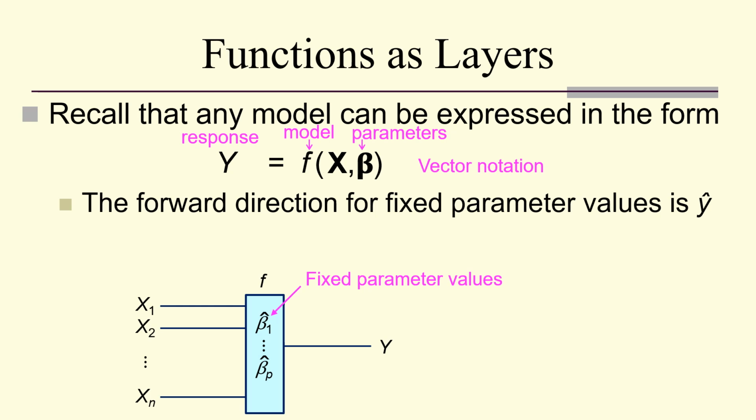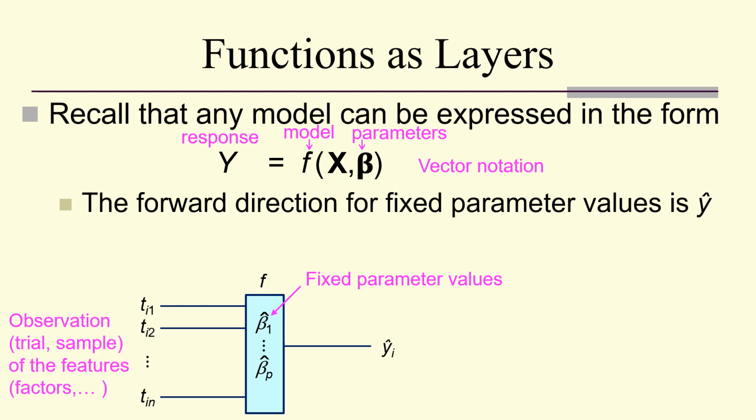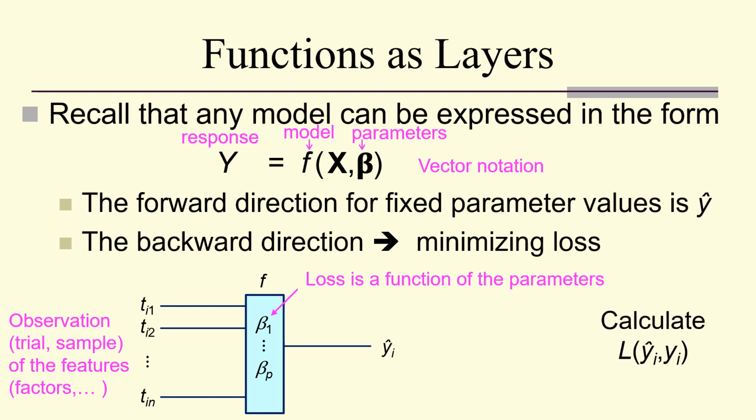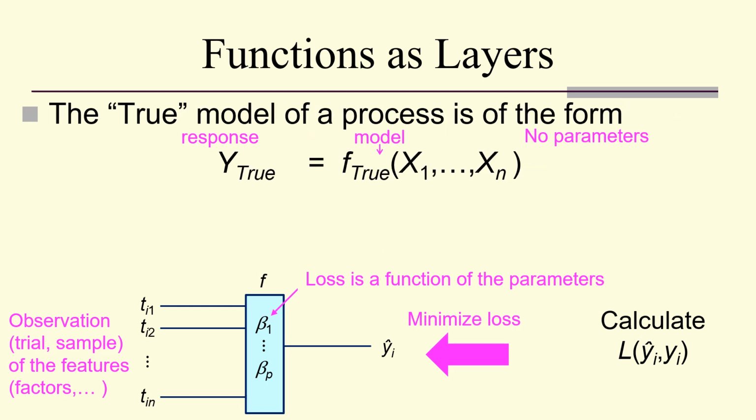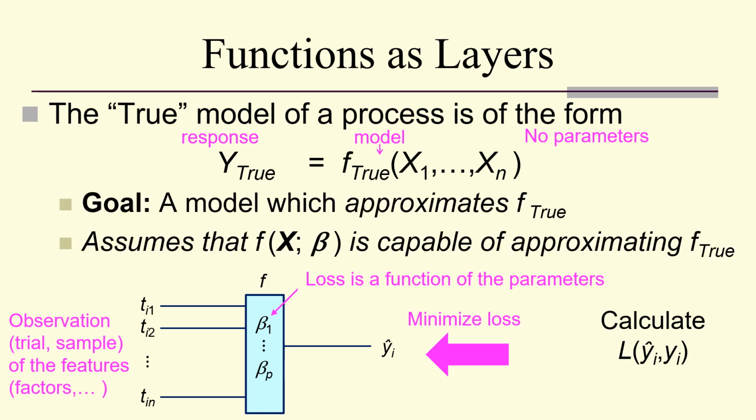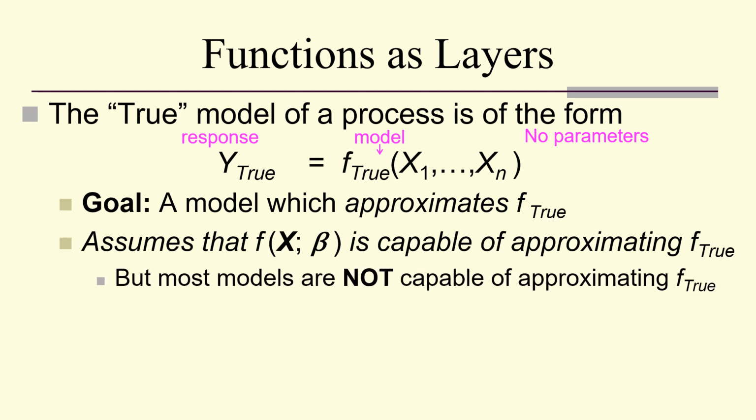Diagrammatically, remember the forward direction for the parameters is y hat, and the backward direction minimizes loss. We calculate the loss function, and then the loss function is a function of the parameters. So we take the derivatives and we use that to minimize the loss. But remember, we're looking for the true model, which has no parameters and tends to be incredibly complex. Our goal is to approximate it with our model. But that assumes that the model can approximate the true model. Most models are not capable of approximating the true model.